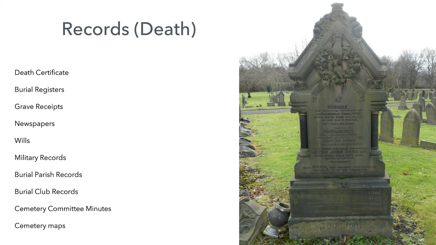One of the biggest killers in the first half of the 19th century was cholera. Specific cities had different cholera outbreaks. Have a search of your local newspaper, type in the word cholera, and you may find that your ancestor died of this. So quickly, I'm just going to run through some of these records. Death certificates, brilliant. Have a look at what they died of. Does it fit with what was happening at the time? Was it TB? That was another big killer.